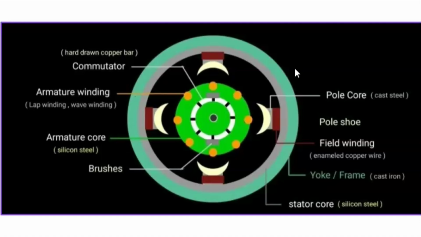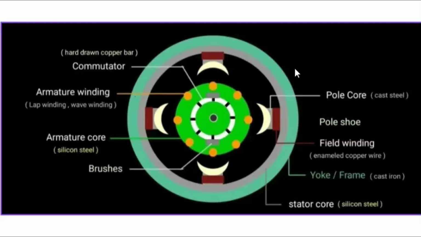Now the field winding remain placed around the pole core, that is also known as the exciting coil, and the main purpose of the field winding is to produce the magnetic flux. Now the field winding is made up of enameled copper wire. Enamel coating provides insulation and field coils connected in series and it develops opposite poles between adjacent poles.